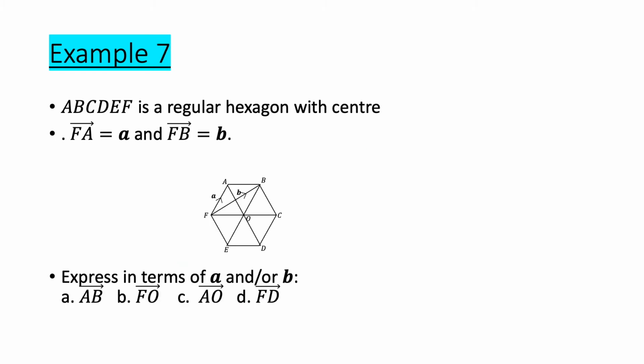Right, guys, this one's a bit more tricky, but we will give it a go. Okay, so we've got a hexagon. ABCD is a regular hexagon with center O, FA is A and FB is B. Express AB in terms of A and B. AB, guys, is going to be, so I've got to be a bit careful here. So it's going to be minus A plus B because it's going this way. And then I'm going to be going this way, okay? So minus A plus B.